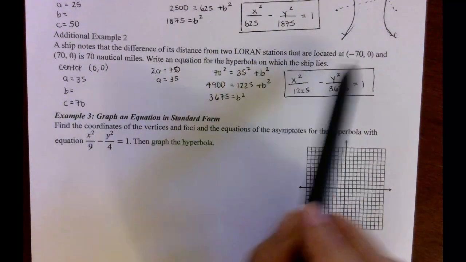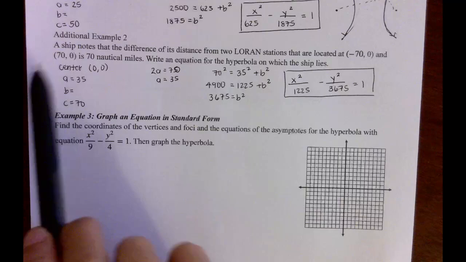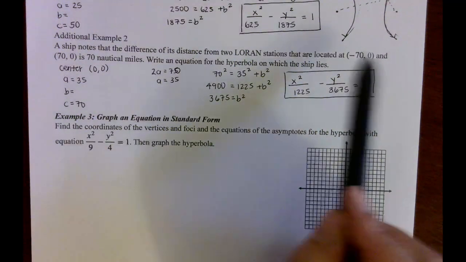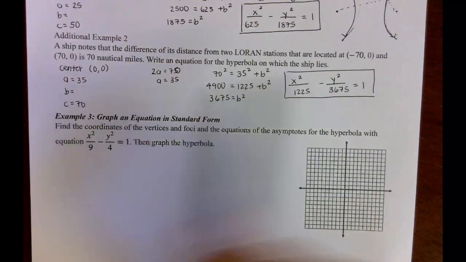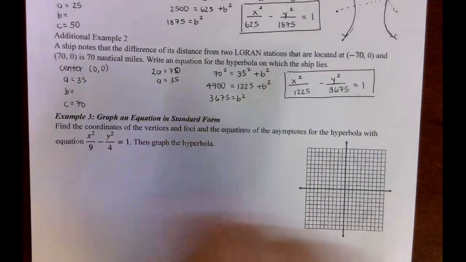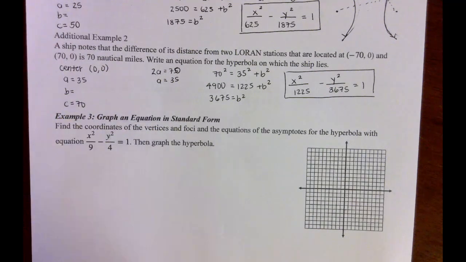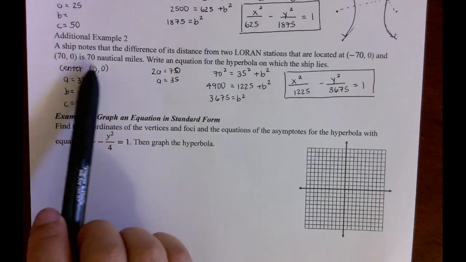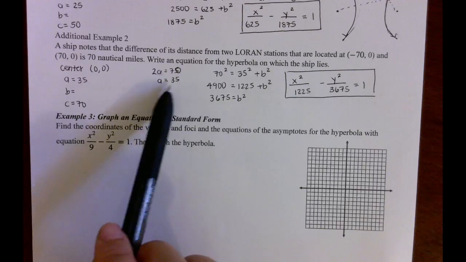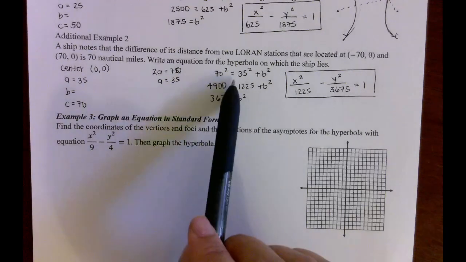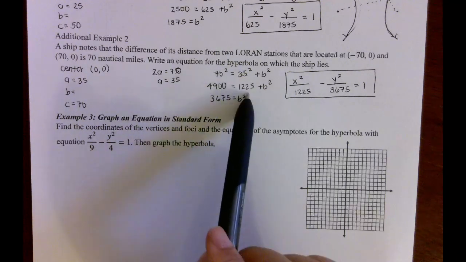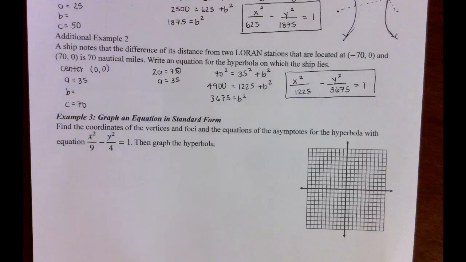So again, the stations are located at the foci, and since x changes, that tells me it's going to be x squared over a squared minus y squared over b squared. Since these are at the foci, the center is at 0, 0, and the c value will be 70. The difference of distance is 70 nautical miles, so 2a equals 70, so a equals 35. Using c squared equals a squared plus b squared, 70 squared is 4,900, 35 squared is 1225, subtract it, gives me 3675 equals b squared.